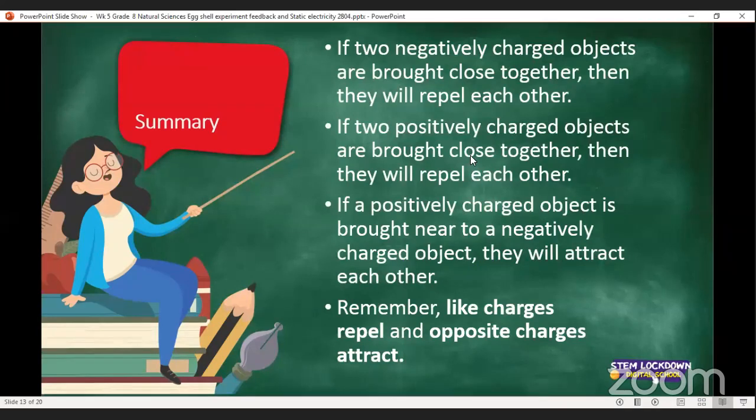When a positively charged object is brought near a negatively charged object, they attract each other. So important for you to remember in this concept of static electricity is basically like charges repel and opposite charges attract.